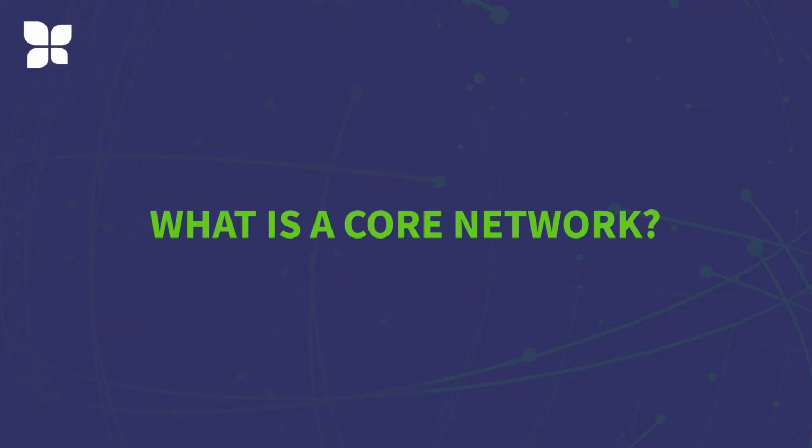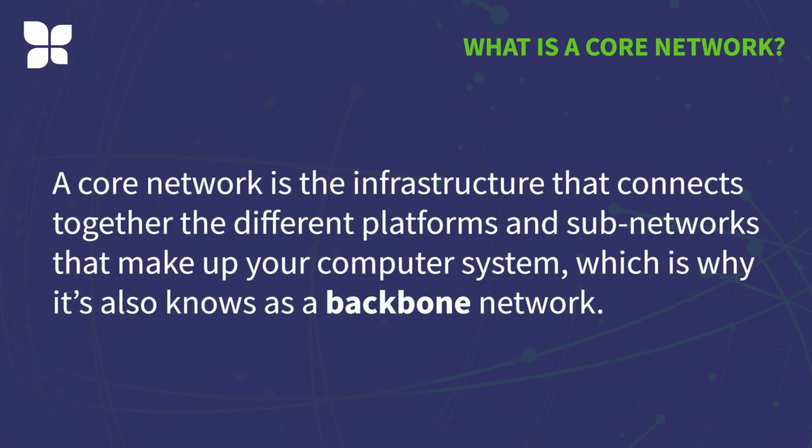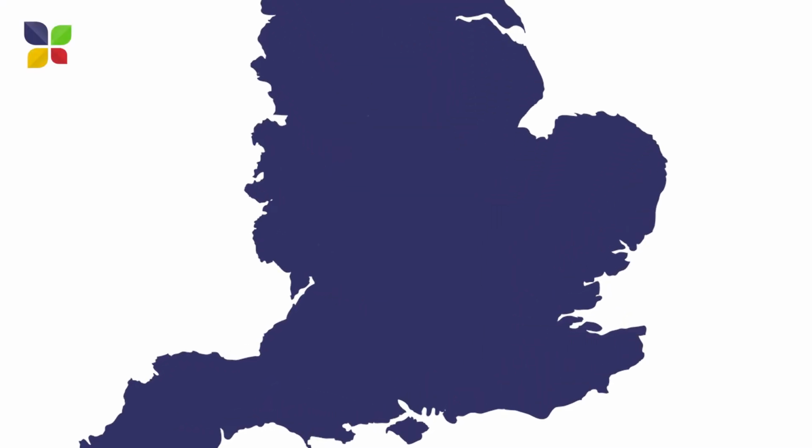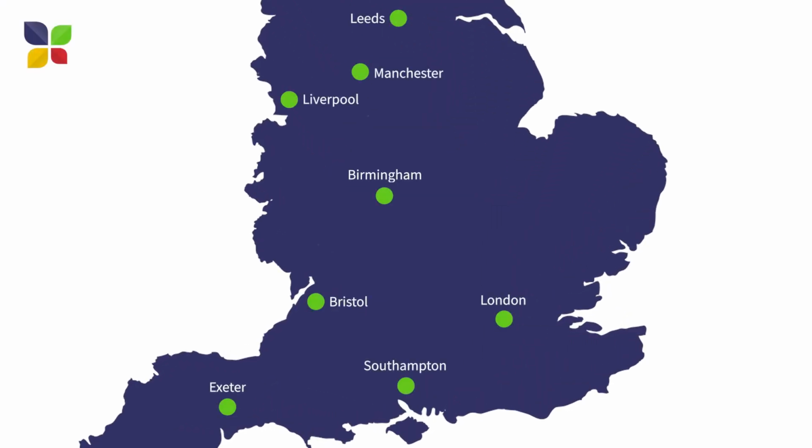What is a core network? A core network is the infrastructure that connects together the different platforms and subnetworks that make up your computer system, which is why it's also known as a backbone network. Your core network keeps your computer system connected, so it's important that it is reliable and able to keep you online 24/7. Core networks cover a large area, often connecting systems in different cities.